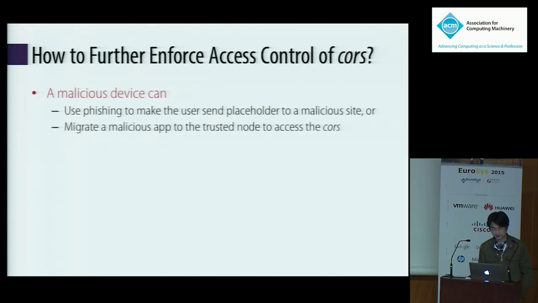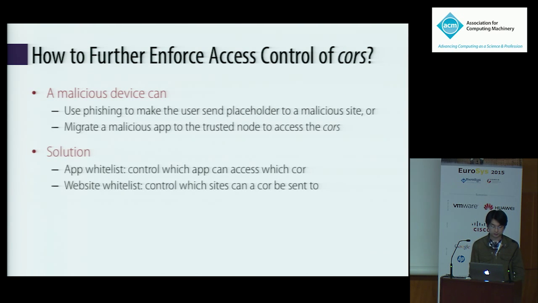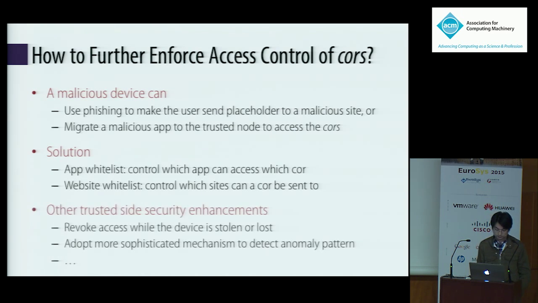The last question is how to enforce access control of the cores. Because a malicious device can use phishing to make the user send a placeholder to a malicious site, or it can migrate a malicious application to the trusted node to access the core. Our solution is to introduce 2 whitelists. The first is the application whitelist, which controls which application can access which core, and the website whitelist, which controls which site a core can be sent to.